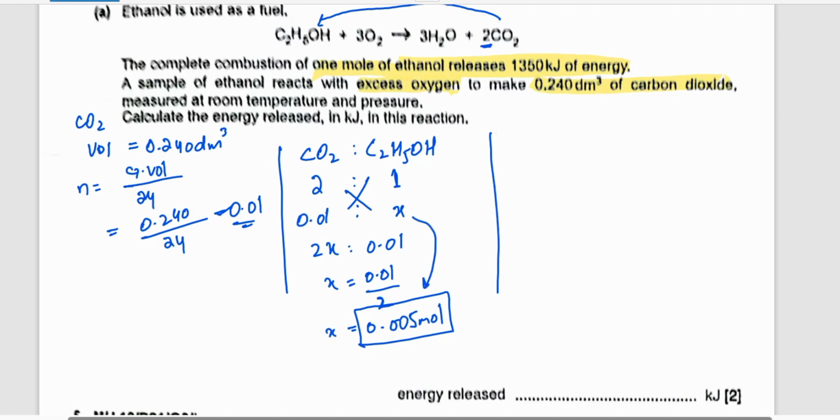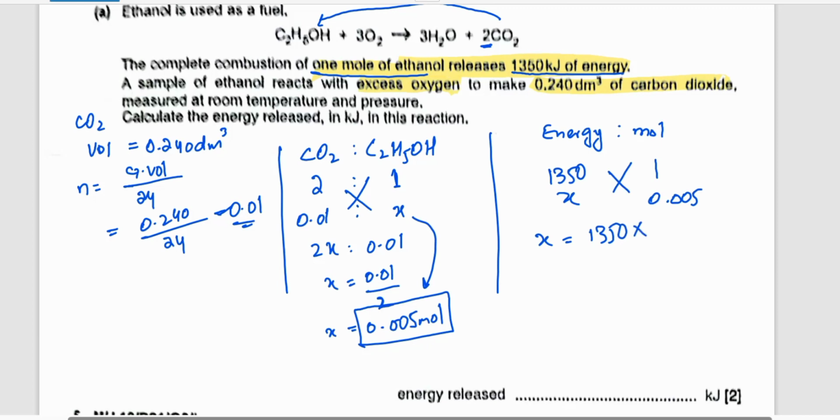So now let's find out the energy. Energy to mole ratio. Now you can see if we have 1 mole, the energy is 1350 kilojoule, because it has been given that 1 mole of ethanol releases this much energy in kilojoule. And if we have 0.005 mole, what will be the amount of energy? X is equal to 1350 multiply 0.005.